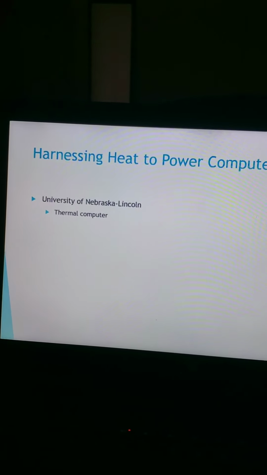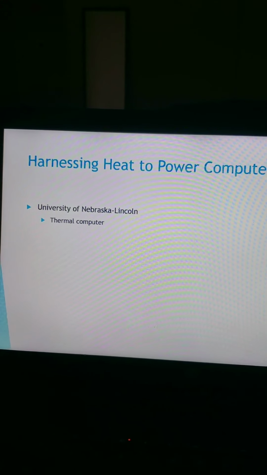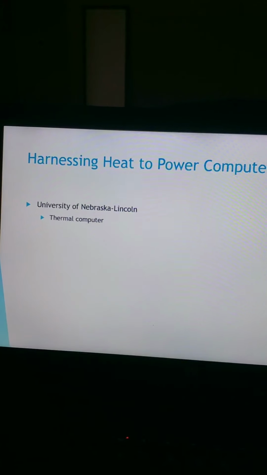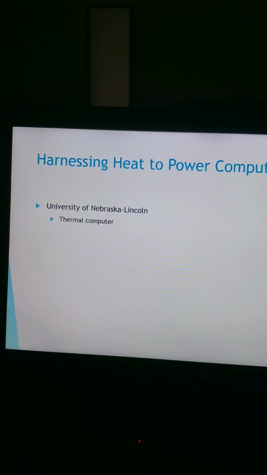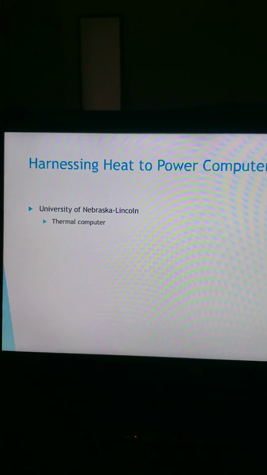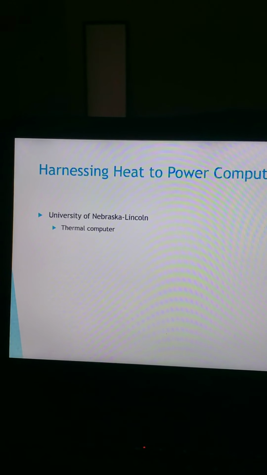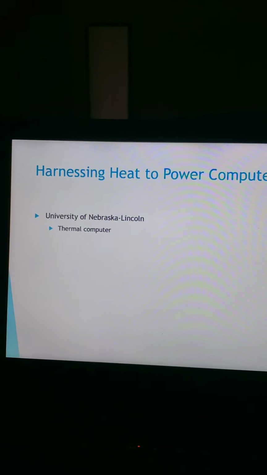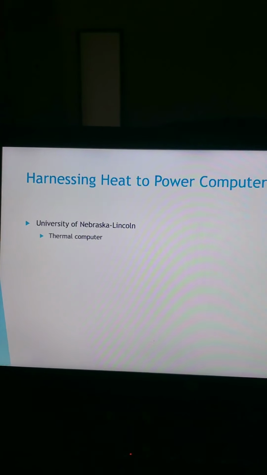The development of this thermal computer came after the question of how we can keep computers cool. After creating this thermal computer, it is said to have worked at 1300 degrees Fahrenheit, and this computer could help limit the amount of energy being wasted.